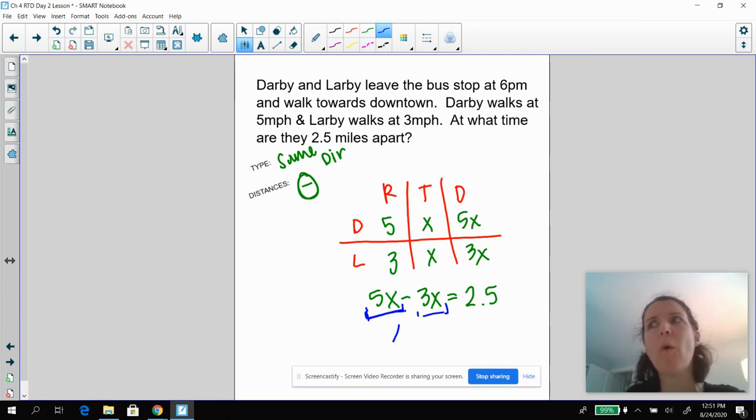So if x equals 1.25, that's an hour and a quarter. That's going to be at 7:15 because it's an hour and a quarter after 6 p.m. Cool. Hope that makes sense. Go ahead and try the next worksheet, and we will see each other soon.